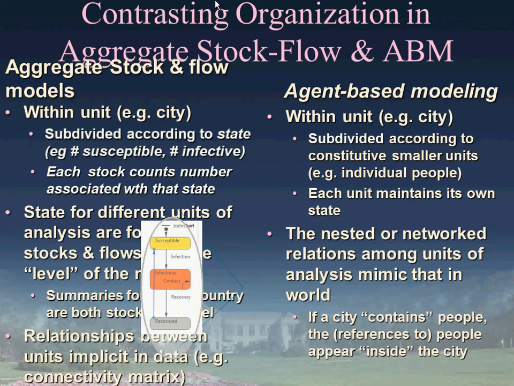So, the point is the city could be represented as an agent. A person could be an agent. You could have a neighborhood as an agent if there were dynamics associated with it, etc. You might have a city and a region or what have you.